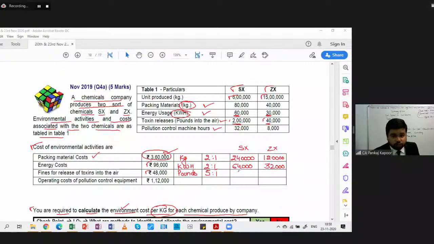Tell me the amount here as well. 5:1. It will be 40,000 and 8,000. Yes, Sumit is also calculating fine.